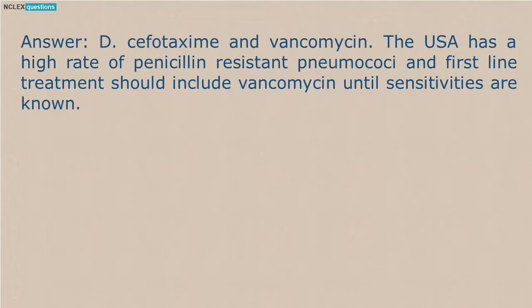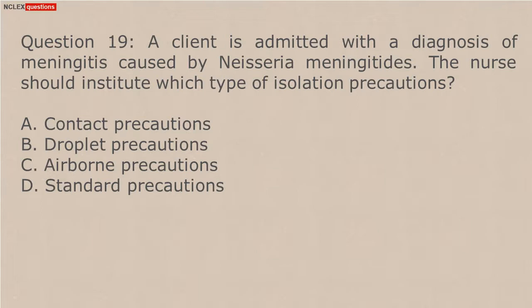A client is admitted with a diagnosis of meningitis caused by NCLEX meningitis. The nurse should institute which type of isolation precautions? A. Contact precautions. B. Droplet precautions. C. Airborne precautions. D. Standard precautions.